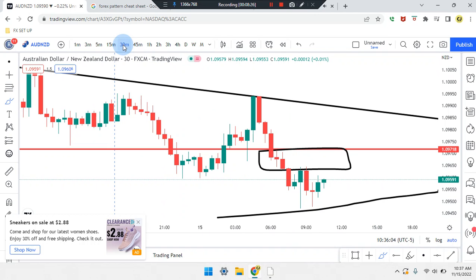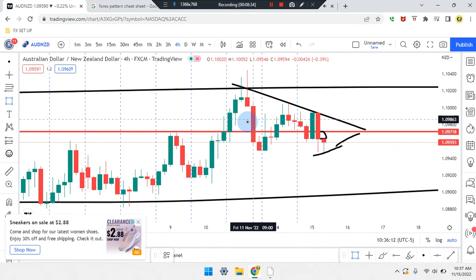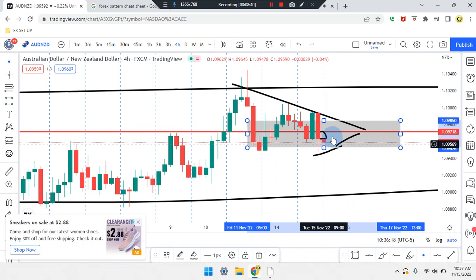Headed down to the 30-minute time frame. We're going backwards, headed back to the 4-hour time frame. The one thing we forgot to put around here is that zone. The major SR line was the red one, so a little bit above, a little bit below. So we know that everything that's moving inside that area is in a zone. Headed back down to the 30-minute time frame.